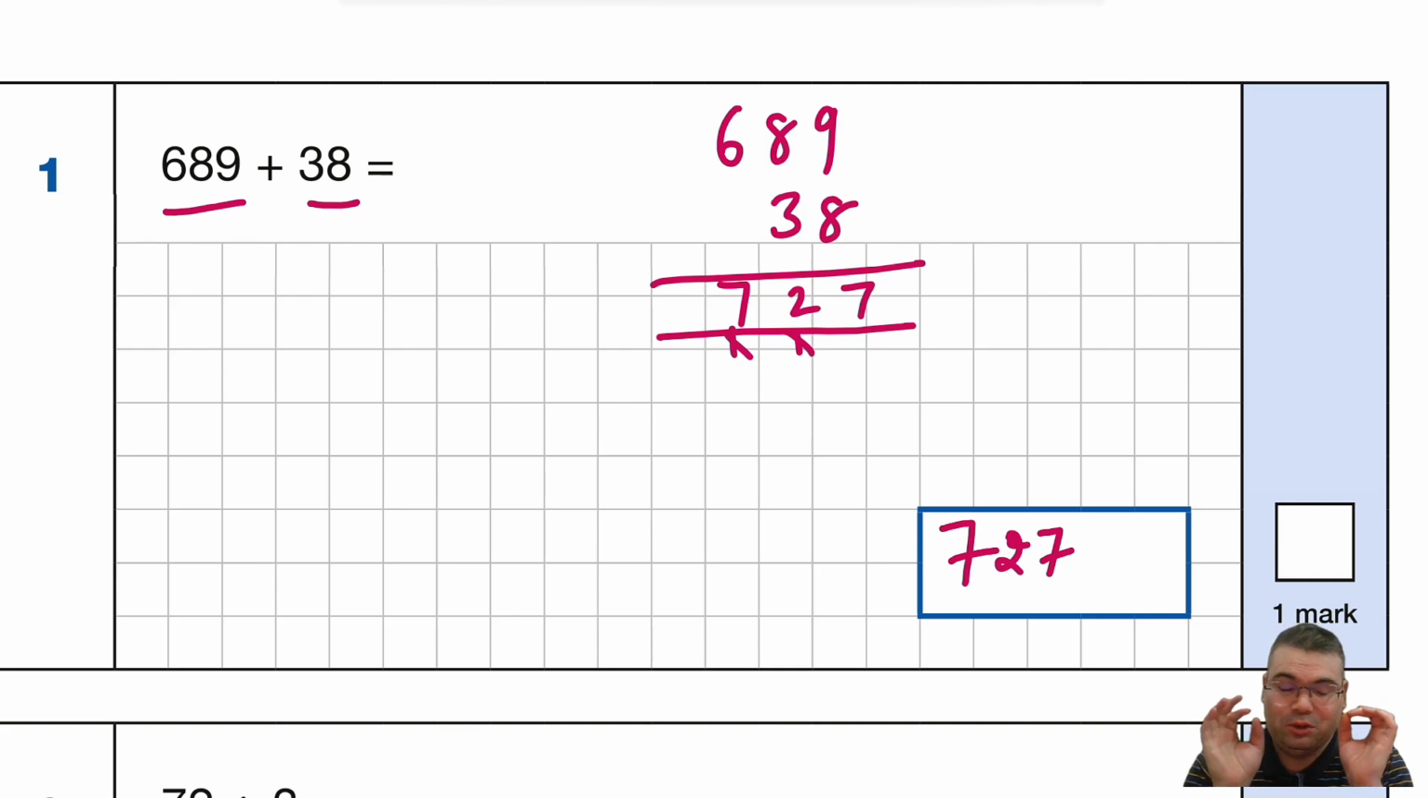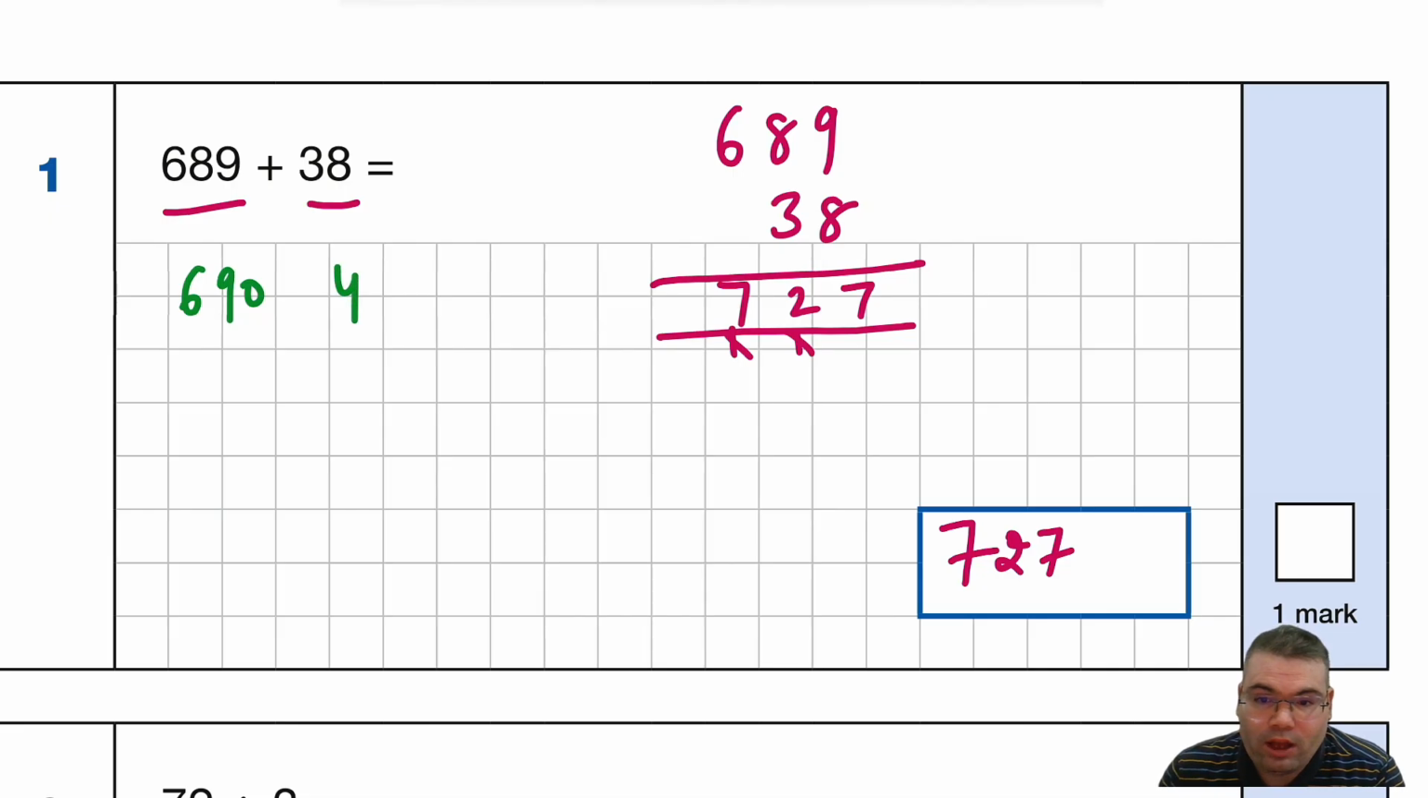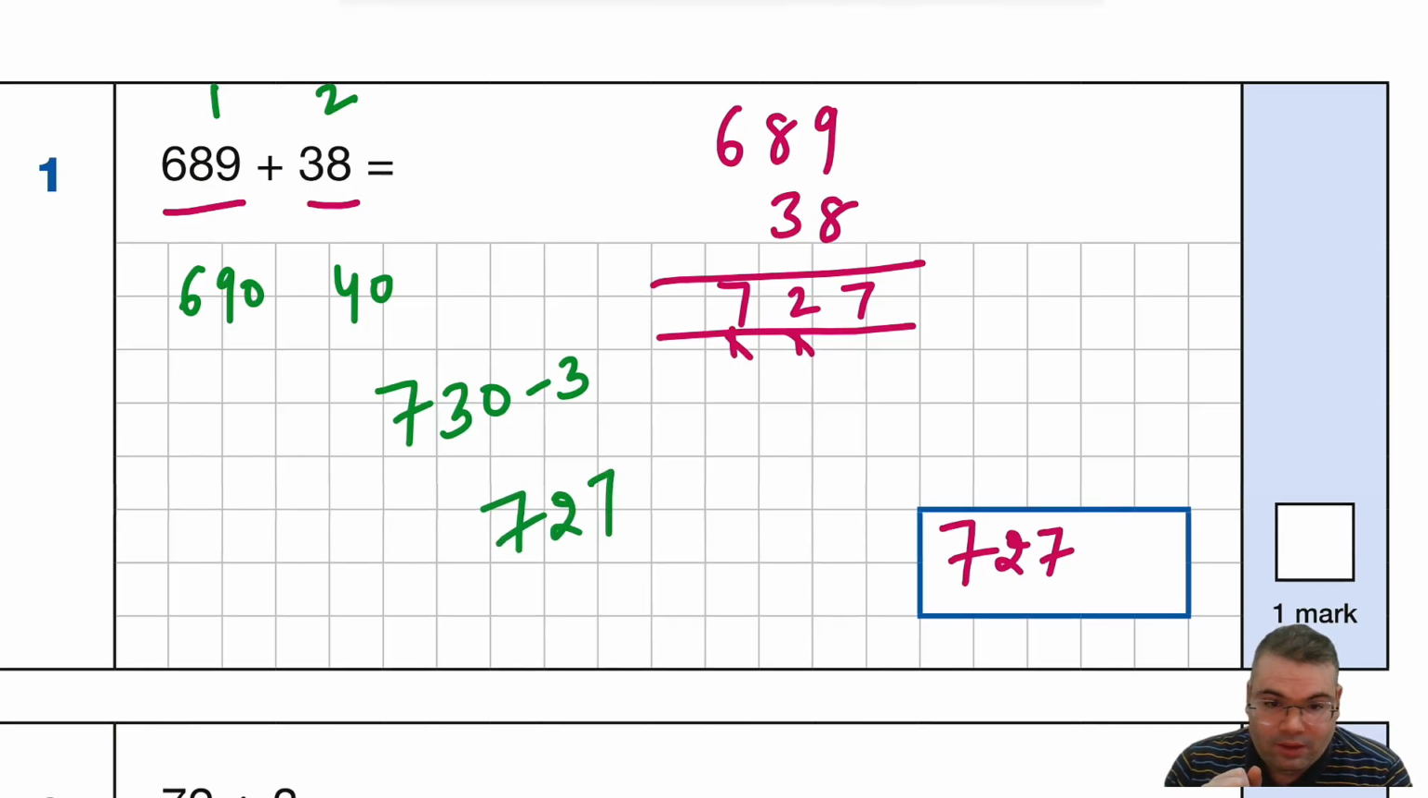Now let's do this question with a trick. So 689, let's write down 690. 38, let's write down 40. Now 690 plus 40 is 730, right? But let's see, from 689 you have written 690, which is 1 extra. Here, 38 to 40, you have written 2 extra. So in total we have written 3 extra. So that 3 we need to subtract from 730. So our answer is 727.